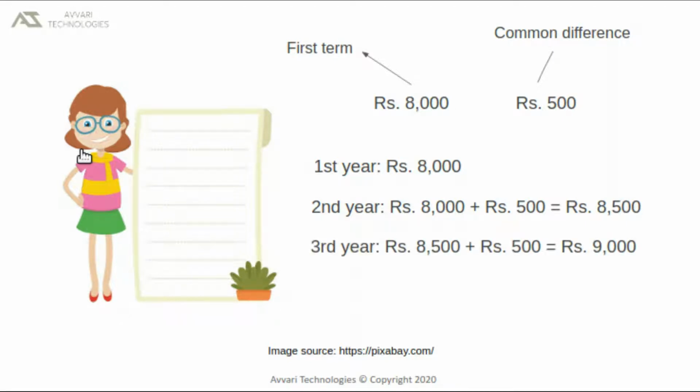From the third year, again 500 rupees will be added to her previous salary. Her previous salary was 8,500 rupees. Now 500 rupees has been added to her monthly salary. So the total sum is 9,000 rupees per month. Here we can see a pattern. Her first year salary per month is 8,000 rupees. Next year is 8,500. Next 9,000. Next 9,500, and so on.